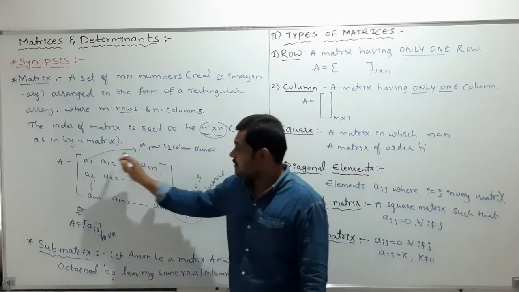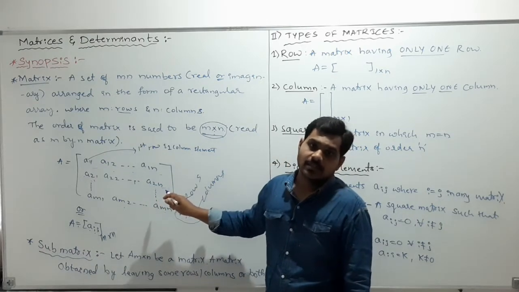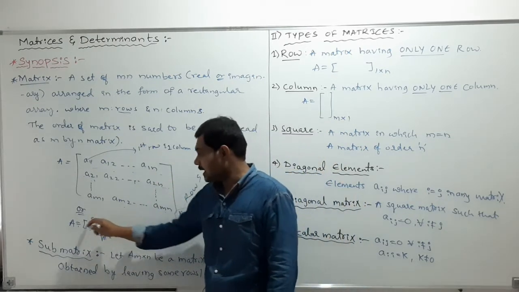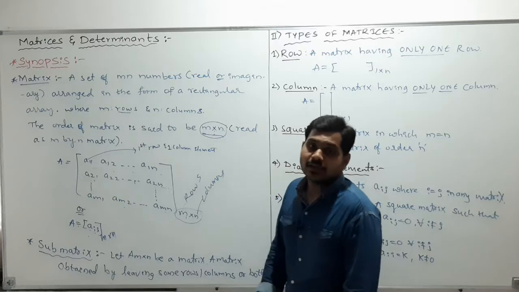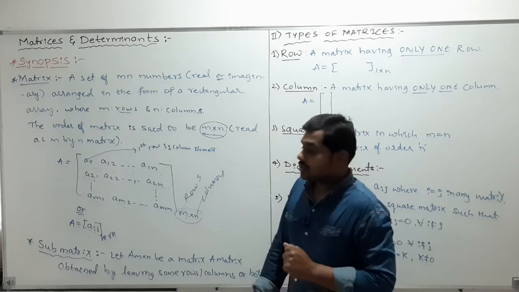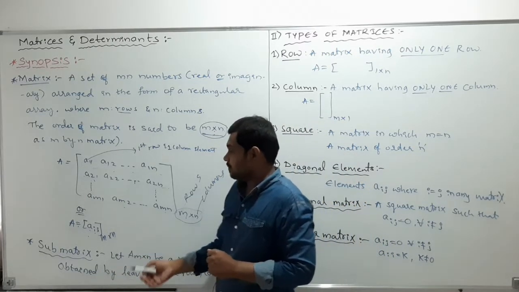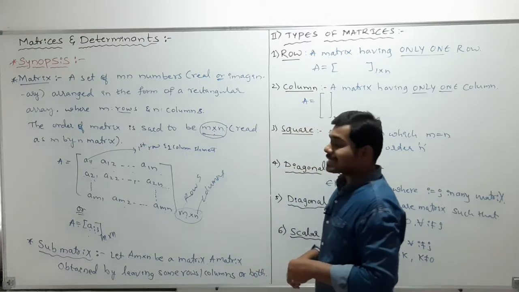In every case we cannot write all the elements, is it? So we shorten it and write A = [aij]. Is it understood? So this is all about notation, my students. And next we will discuss what is a submatrix.